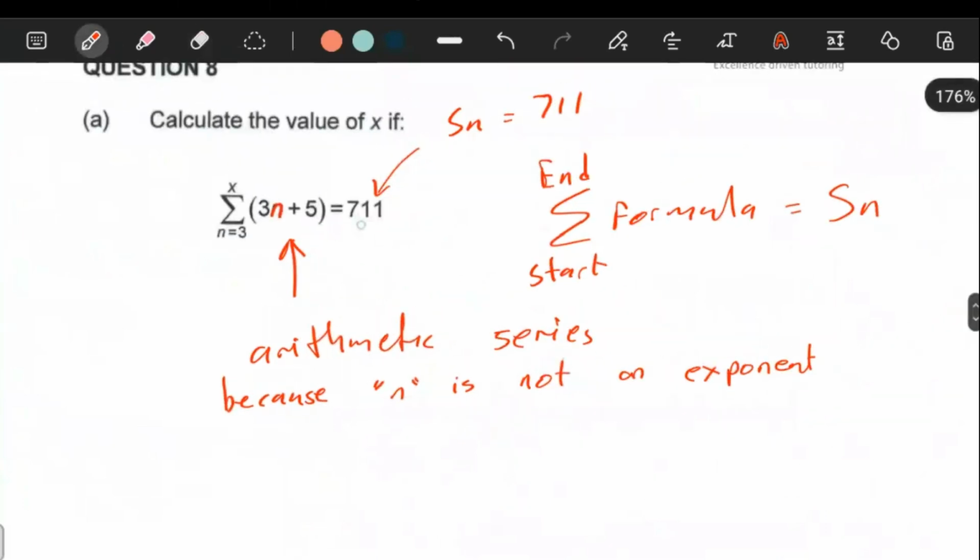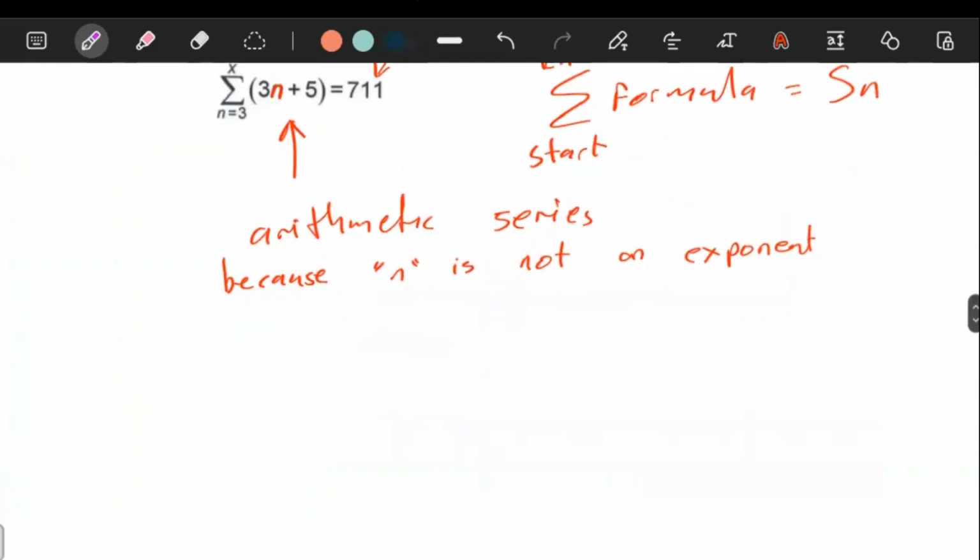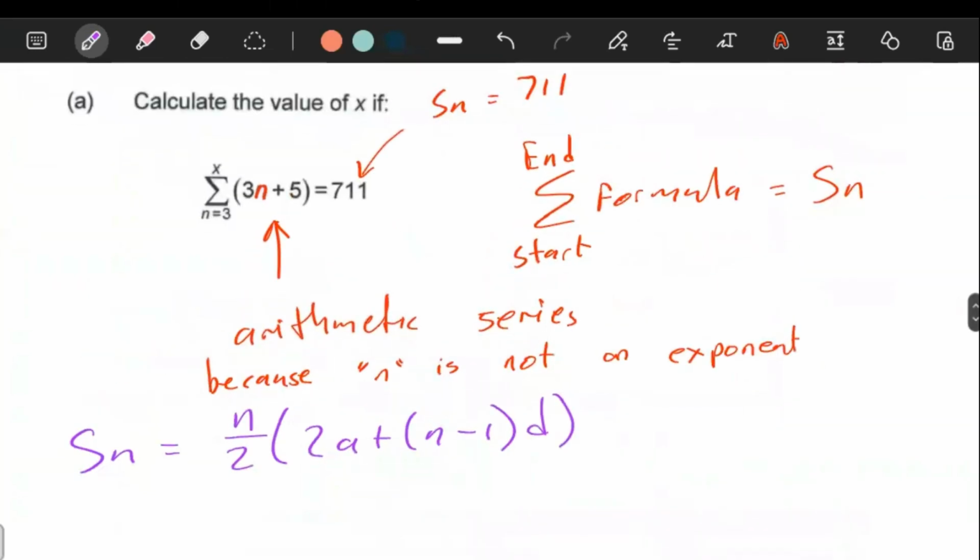So this being done, what we know is we're dealing with an Sn formula where this is the formula to generate the sequence. You're starting to add up values from term number 3, and you're ending up there. In a situation like this, firstly, because it's arithmetic, you write out your Sn formula: n over 2 times 2a plus n minus 1 times d. Here is where you need to be careful. Your values of n and d, you have to get those systematically.